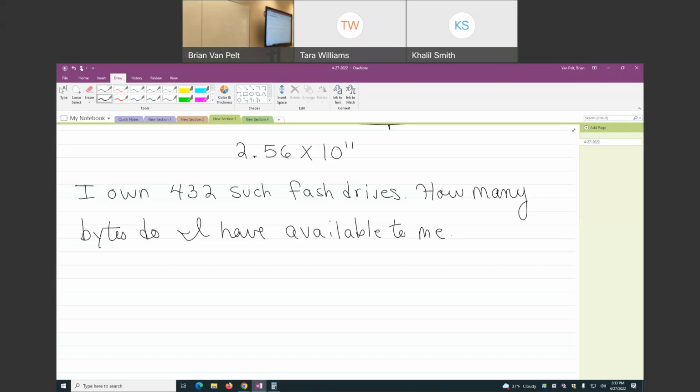What you got? 1.10592 times 10 to the 14. That's probably true. 1.10592 times 10 to the 14th is probably correct. Now, you're doing 256 gigabytes times 432, correct? So I'm doing 432 times 256 trillion. Or you might use, I don't know what version you used in your calculator.